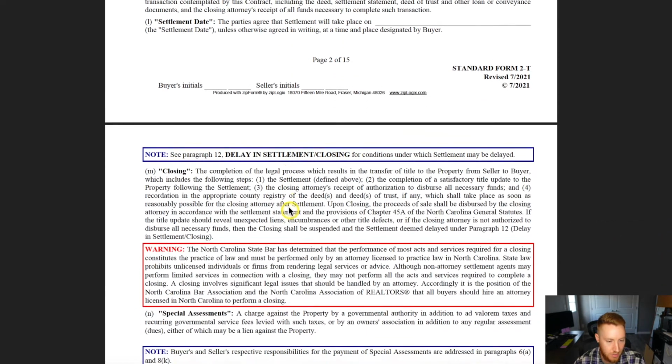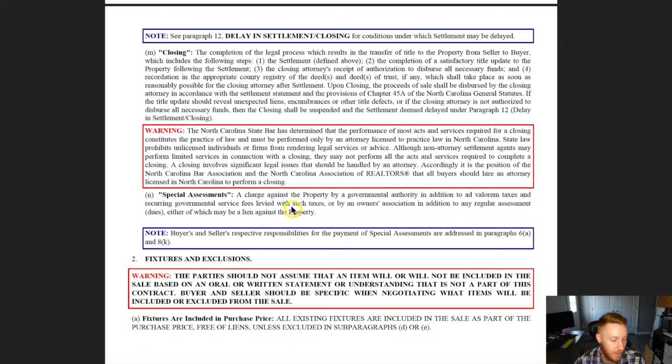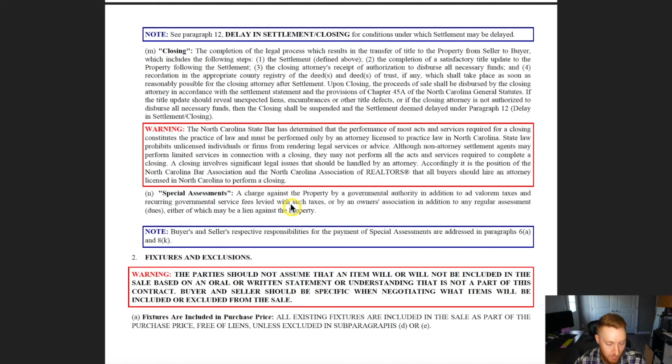Coming down to page 3, if there are any special assessments or anything that's known, they will be paid by the seller. The seller is asked to provide, to the best of their knowledge, any sort of HOA related items or city or county related items that are being charged against the property, and if those are found during the attorney's look back, they will charge those to the seller.